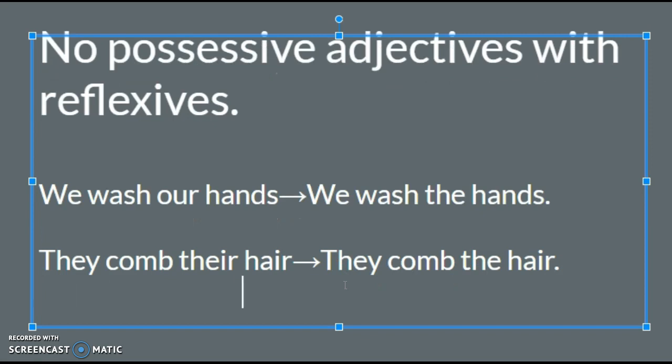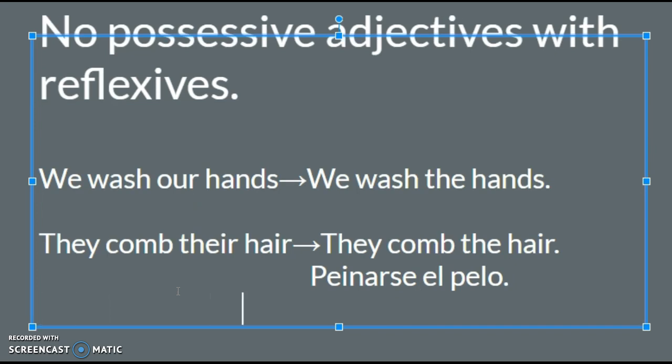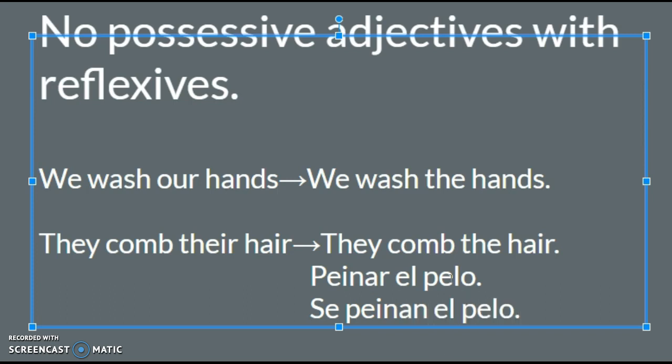So if I were to do this one, to comb is peinarse. And then instead of saying their, I would say el pelo. So then, of course, to make this a sentence, I actually have to conjugate it. For the they box, the reflexive pronoun is still se. So it's like I took off my se. Next step is conjugate my verb. So my stem is pein. For they, the ending is an, el pelo, since I wrote that original sentence in present tense.